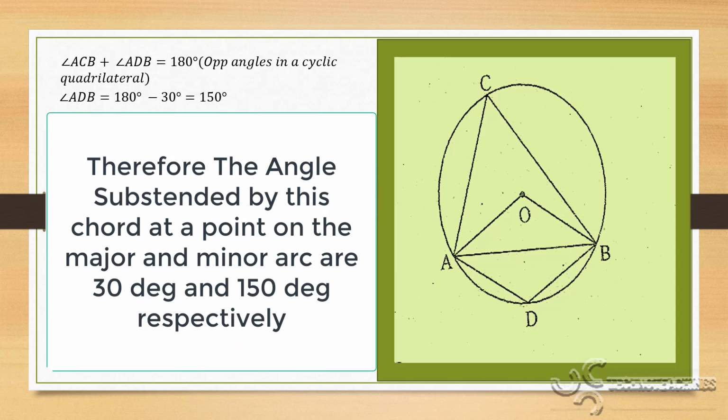Therefore, the angles subtended by this chord at a point on the major arc and the minor arc are 30 degrees and 150 degrees respectively. So this is the problem for this day, my dear friends.